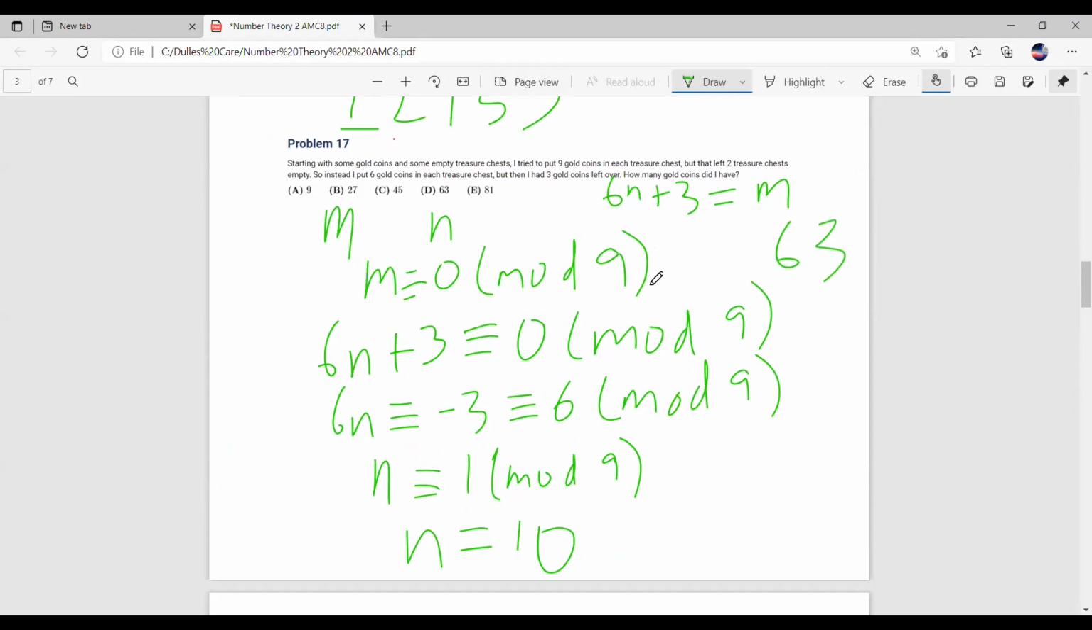So you notice some of y'all saying that 45 works, and on paper it looks great, right? M equals 45. 45 is equal to 42 plus 3, so that gives us N equals 7. However, if M is equal to 45, then it can't really work, right?